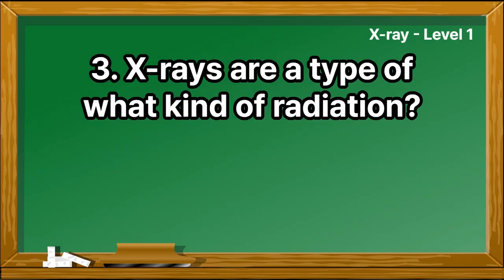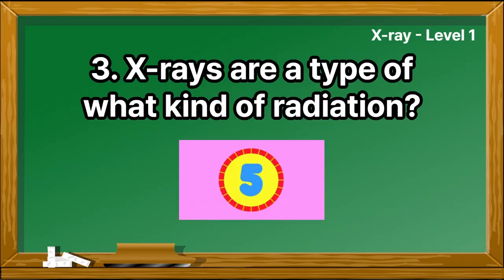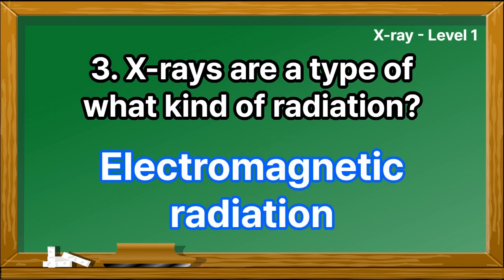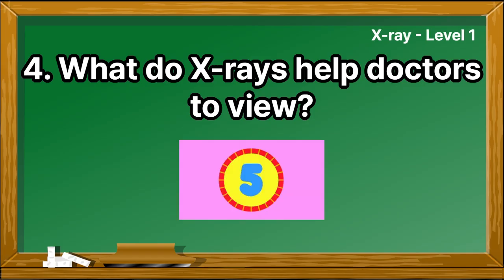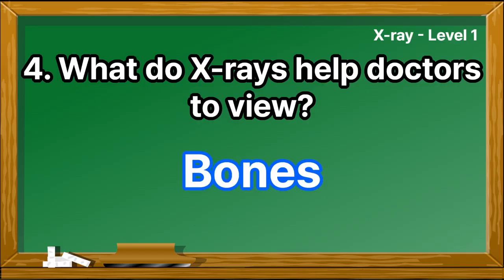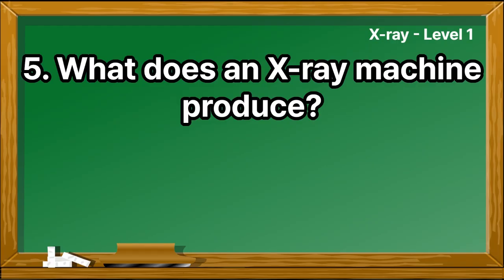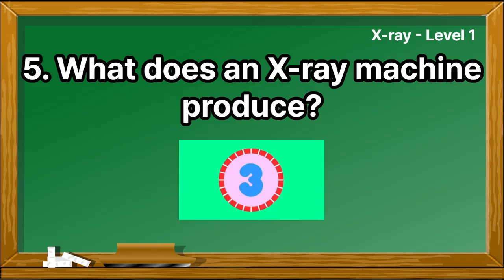X-rays are a type of what kind of radiation? Electromagnetic radiation. What do X-rays help doctors to view? Bones. What does an X-ray machine produce? Images.